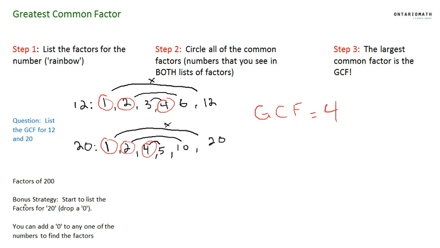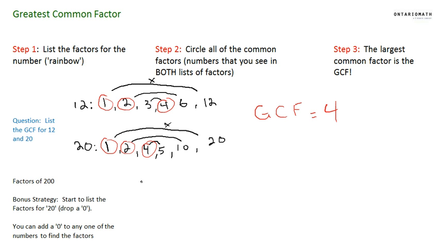So sometimes you'll be asked to find common factors maybe of larger numbers, like not everything's going to be 12 and 20 or 2 or 4. Life would be way too easy for that. So for example, if you have a larger number like 200, you might struggle a little bit to figure out what all those numbers are because a larger number can be pretty intimidating. So a bonus strategy would be this. Start to list the factors for 20. So instead of 200, try 20. Drop one of the zeros there, right? Because we just solved for 20. It wasn't that hard. So drop a 0.